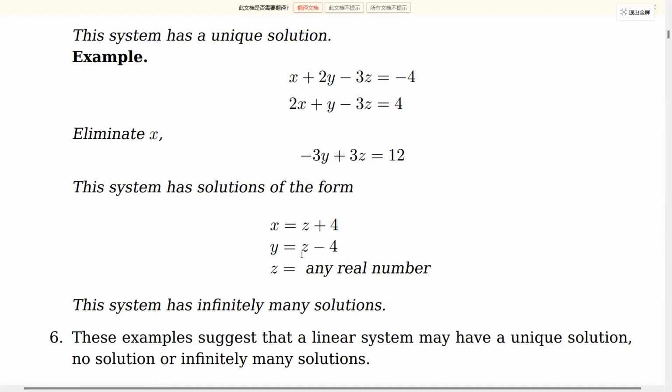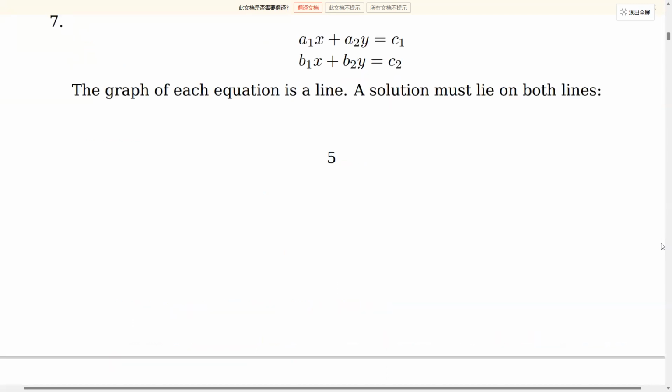Okay. So these examples suggest that a linear system may have a unique solution, as we did in the second example, no solution, as in the first example, or infinite solutions, as in the last example. Okay, we have seen that in Math 112, didn't we? Right? Okay, we know those things. So this kind of situation can be easily understood in terms of graphing.